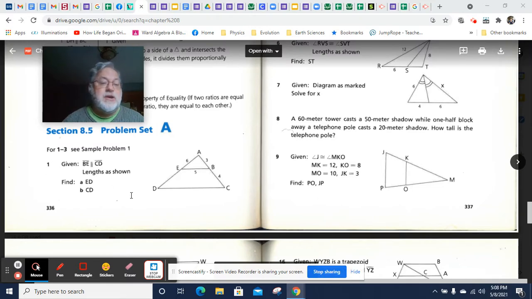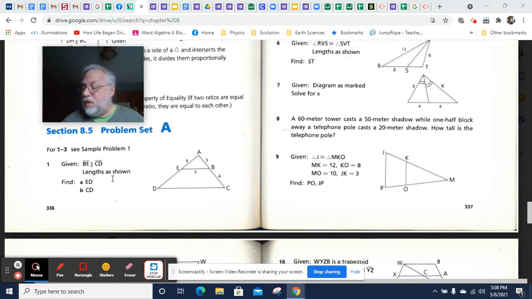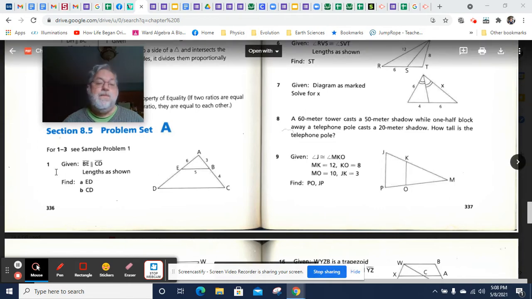But I'm going to go ahead and start talking about this. So let's talk about number 1, because you have to do 1, 2, or 3, 4 or 5, 6, 7, 14, 15, 16, 21, and 29. As you might be able to tell, this is somewhat of an important section.